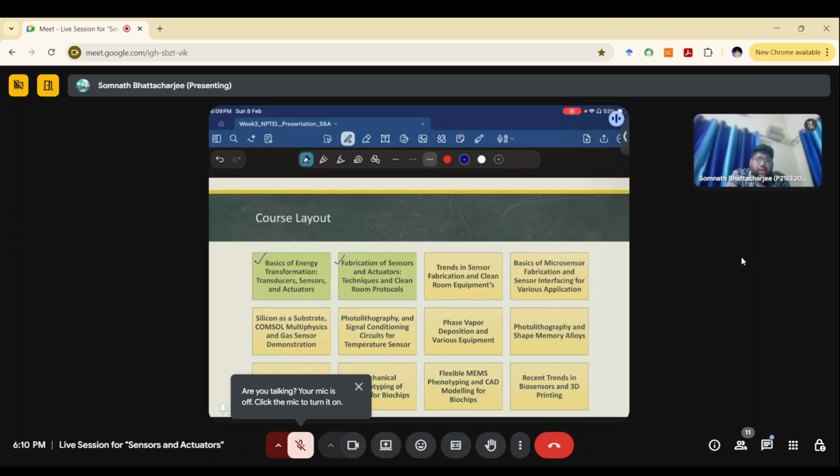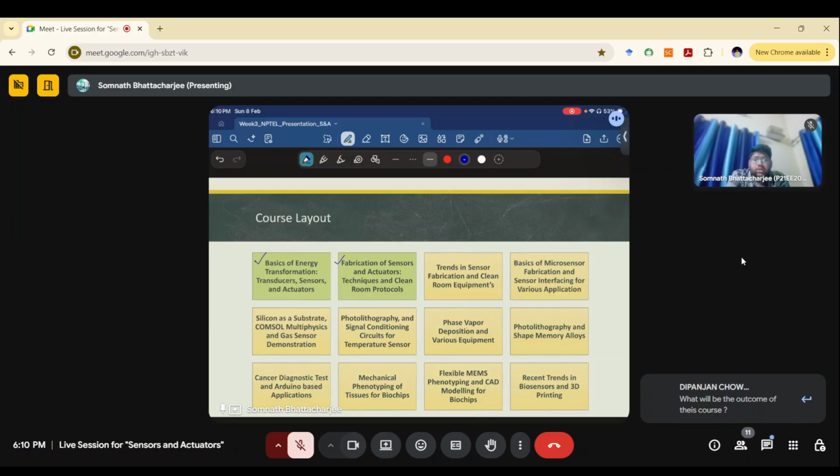So we have already learned a bit of the basics of these things, but today we'll go more in depth towards photolithography. What is this, and what are the recent trends in sensor fabrication? Which kind of clean room equipment is used for these? The main outcome of this course is that for the first 4 to 5 weeks, it is about knowing the basics of these techniques.